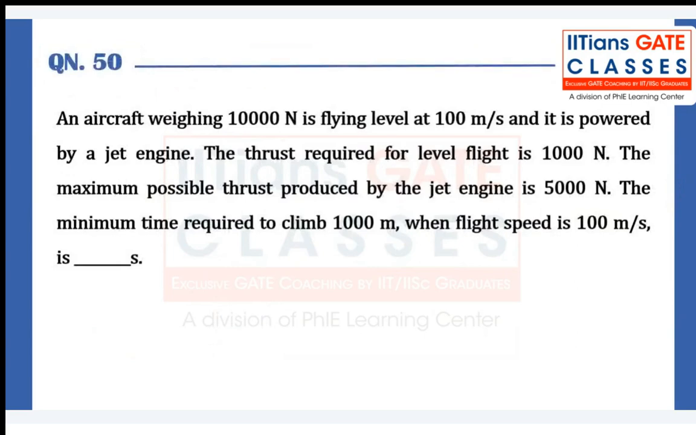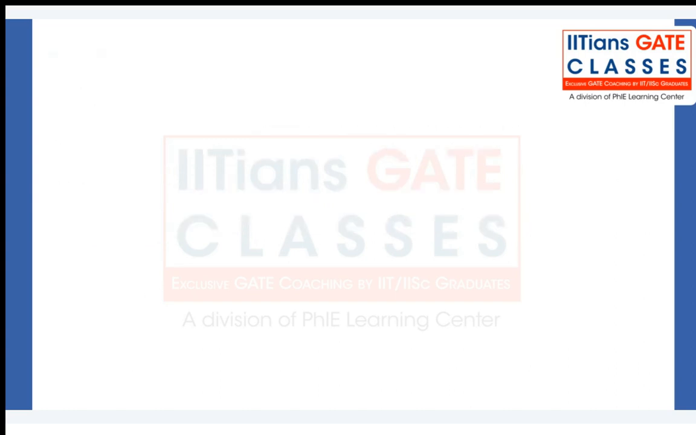Take this problem. An aircraft weighing 10,000 Newton is flying level at 100 meter per second and it is powered by a jet engine. The thrust required for level flight is 1000 Newton. Maximum possible thrust produced by the jet engine is 5000 Newton. The minimum time required to climb 1000 meter when the flight speed is 100 meter per second is dash. So what is asked is the minimum time required to climb. Okay. So let's do this, pretty simple again.